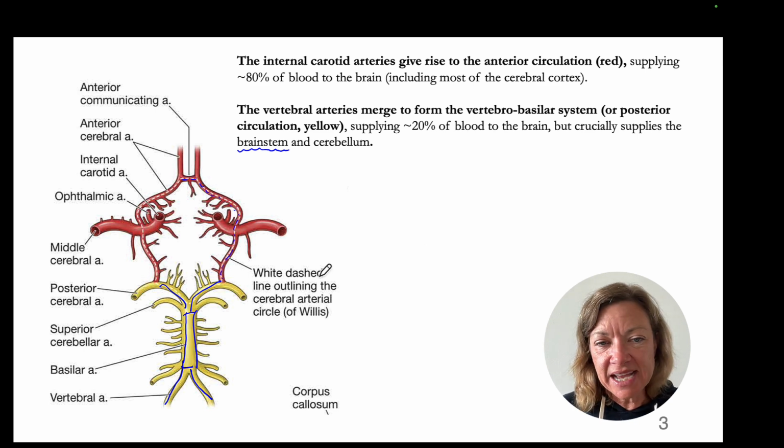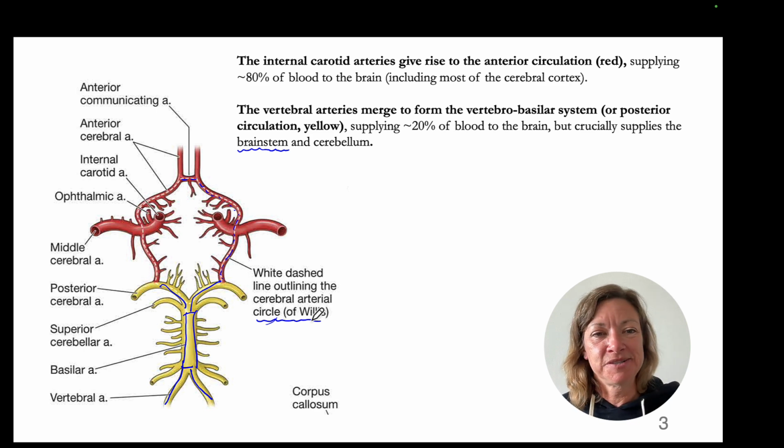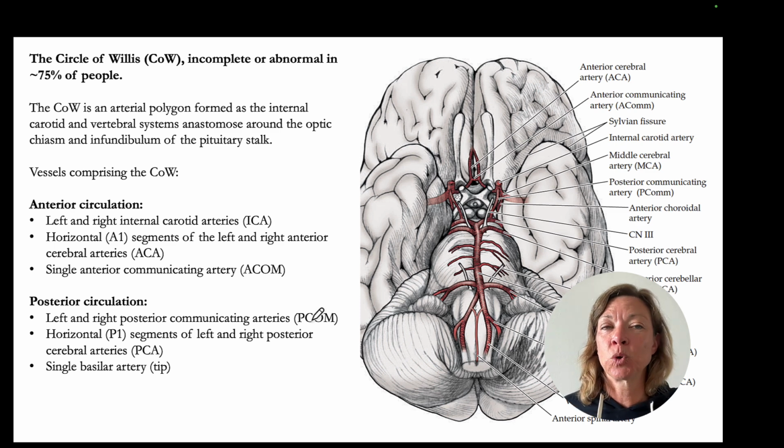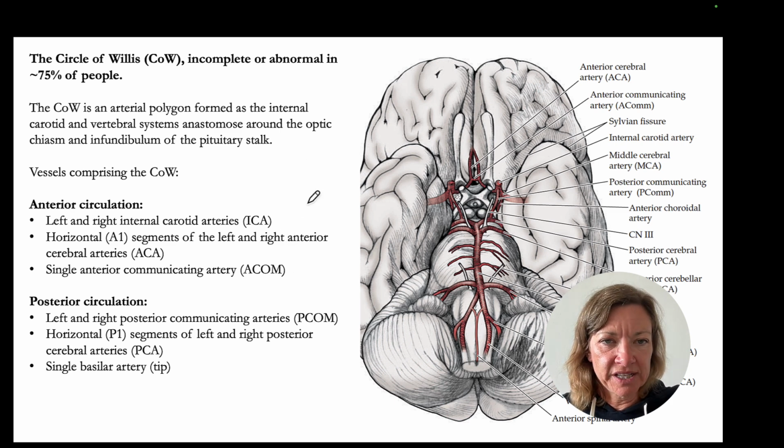Now, the white dashed line on this slide gives us a depiction of the classic circle of Willis, the arterial link between the anterior and posterior circulation. Although we see it almost always depicted as a perfect arterial polygon, the circle of Willis is actually incomplete or abnormal in about 75% of us. Here are the vessels that make up that circle of Willis.